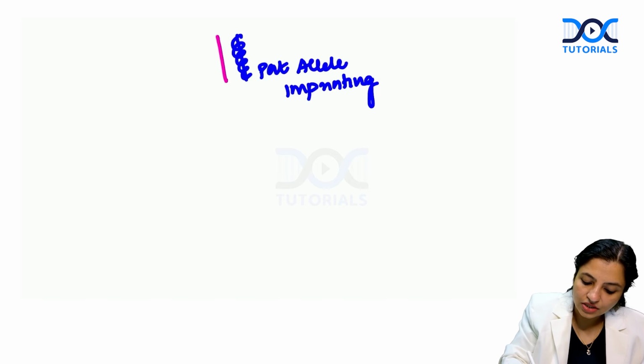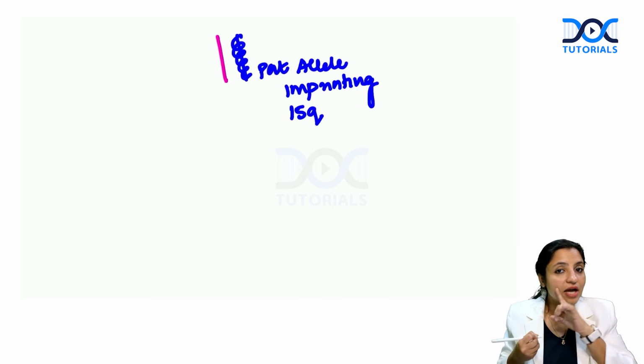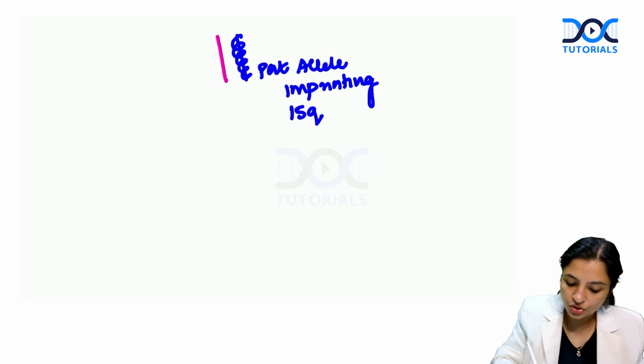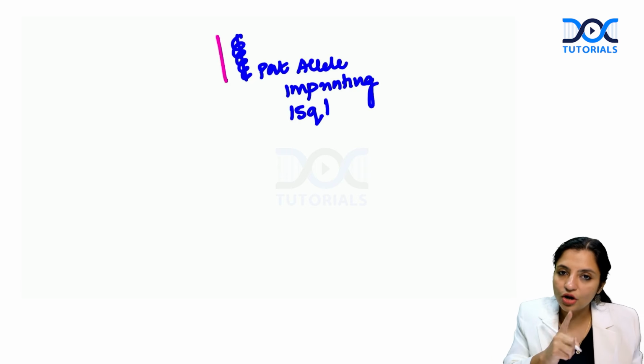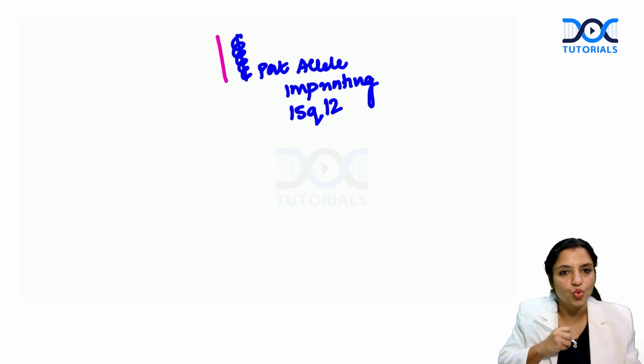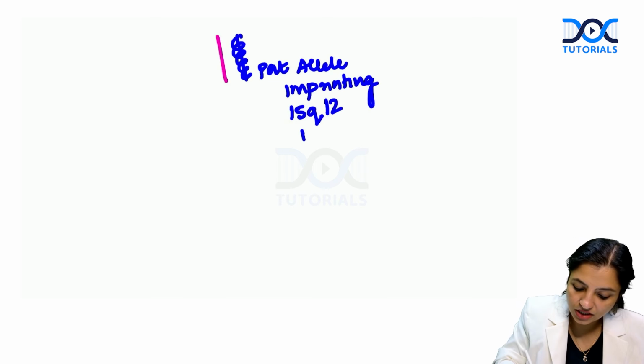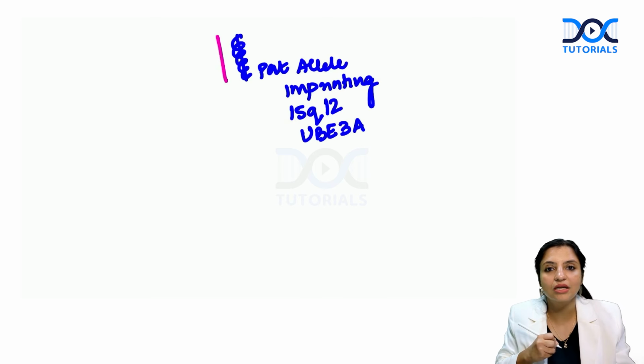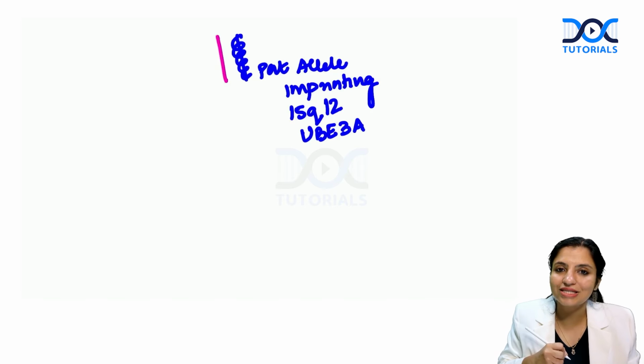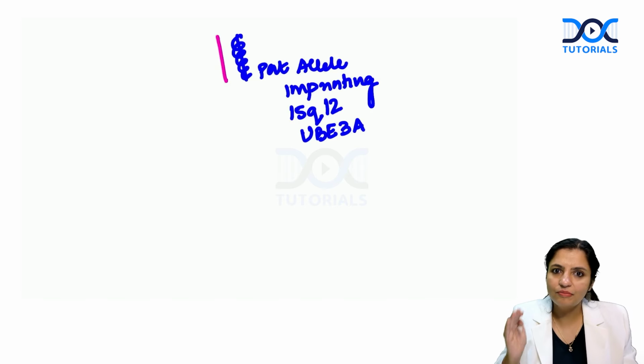So this gene that is imprinted is at 15q. Remember, how do we define the address of the gene? 15q, and this is present on region 1 and in band 2. And this gene is UBE3A. So this is nothing but ubiquitin ligase. So this gene is imprinted here.